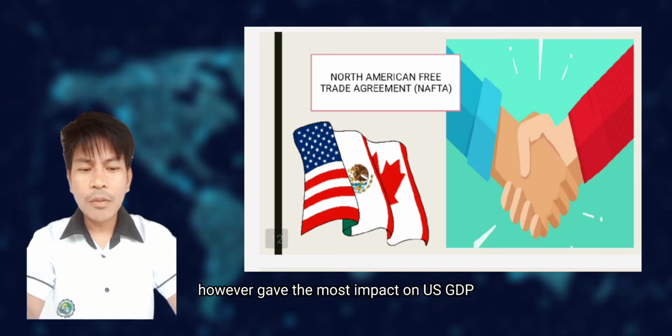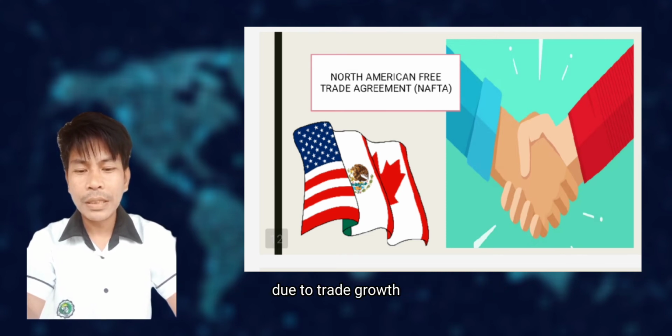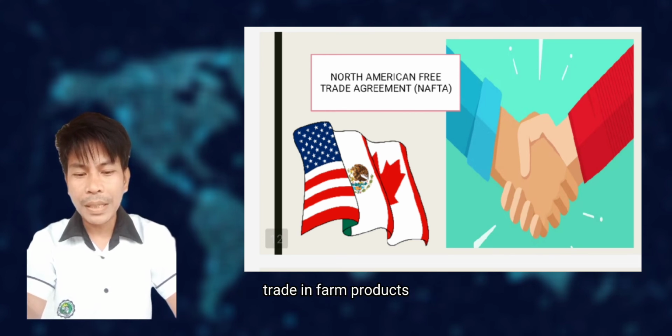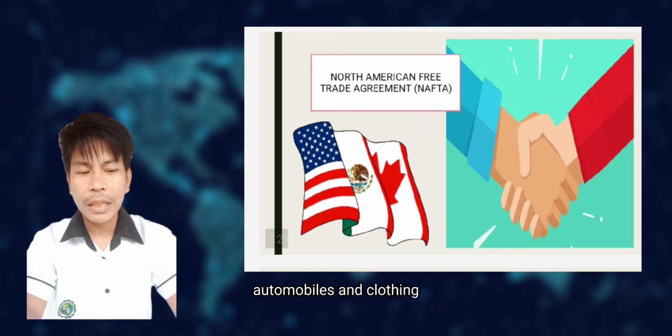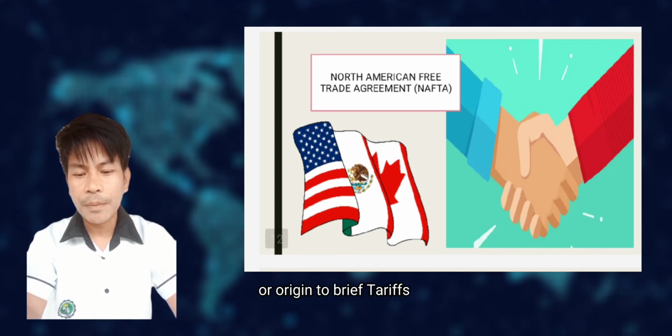The free trade, however, had a modest impact on US GDP. The US has become 127 billion dollars richer each year due to trade growth. For example, NAFTA created specific rules to regulate trade in farm products, automobiles, and clothing. For example, third-party exporters were required to get certificates of origin to waive tariffs.